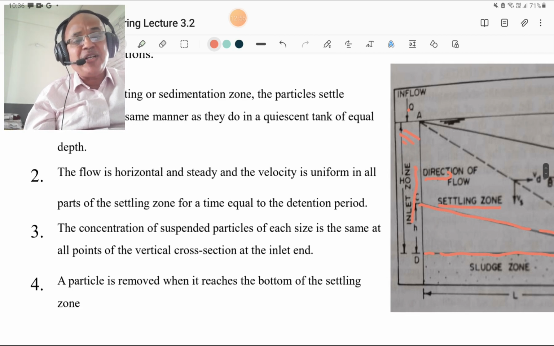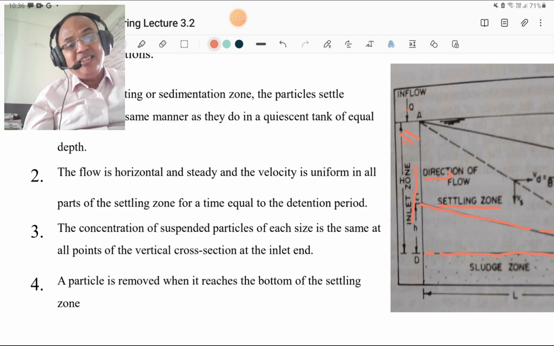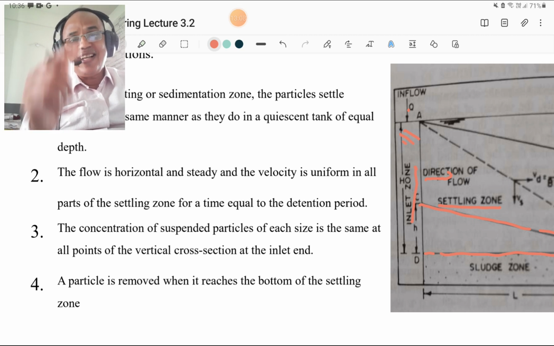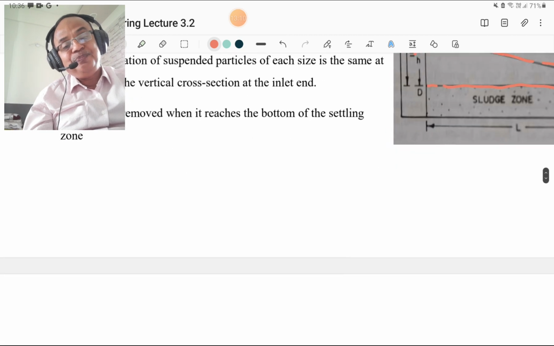The concentration of suspended particles of each size is the same at all points of the vertical cross section at the inlet end. A particle is removed when it reaches the bottom of the settling zone. Those are the assumptions. Okay.